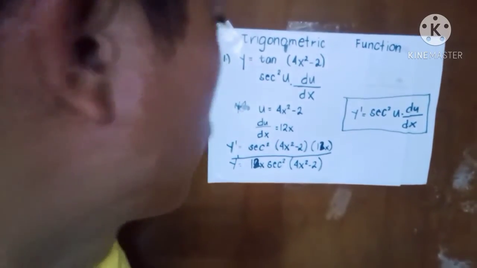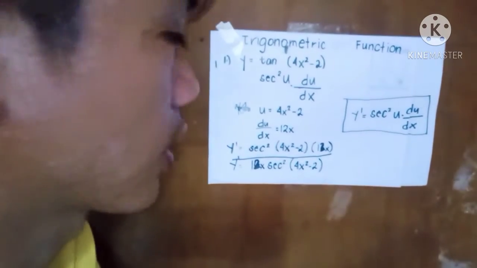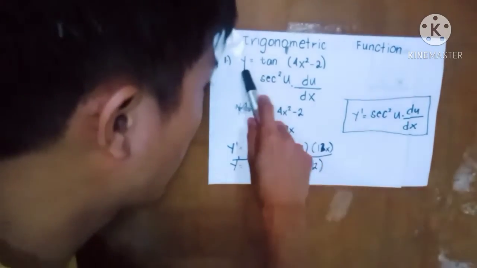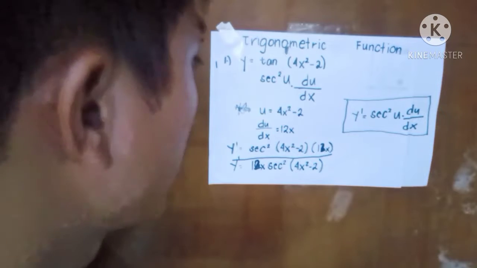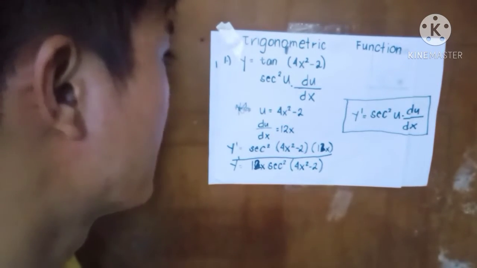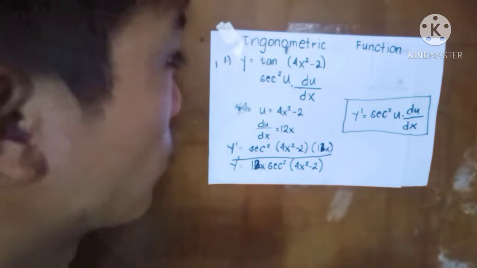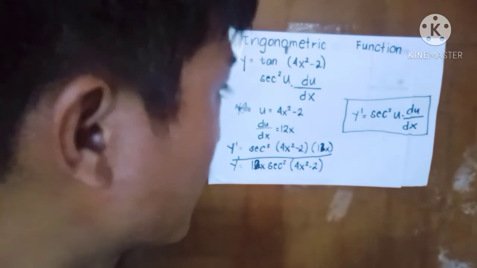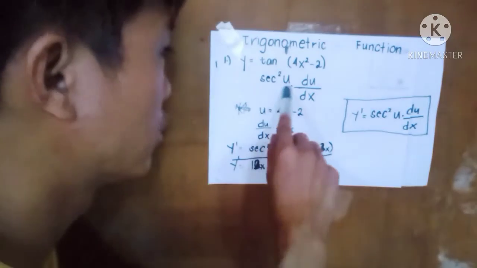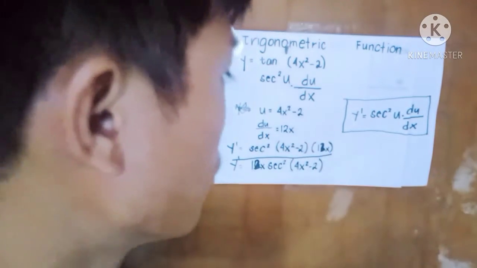So, how to find the derivative of trigonometric function? First, we need to look at our equation. Y is equal to tangent of 4x squared minus 2. So, alam naman natin na yung formula ng derivative ng tangent is secant squared u times the derivative of u with respect to x.